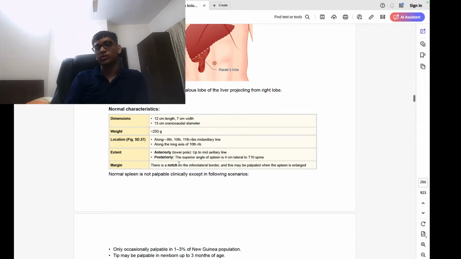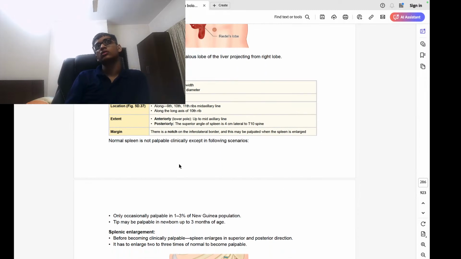Okay, then examination of the spleen. Normal dimensions are 13 by 12 by 7. 13 is the craniocaudal diameter, 12 is the length, 7 is the width. Then the weight is less than 250 grams.